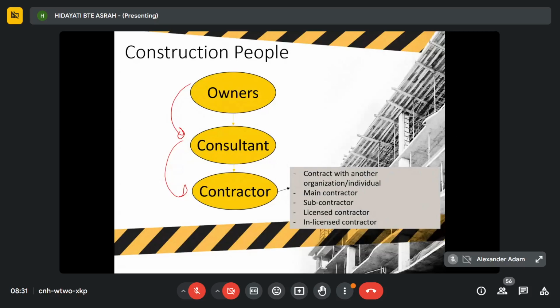Also, the contractor is responsible for the implementation of the approved construction drawing. Of course, when you do construction, you must have drawing. So the contractor must follow the construction drawing prepared by the consultant.